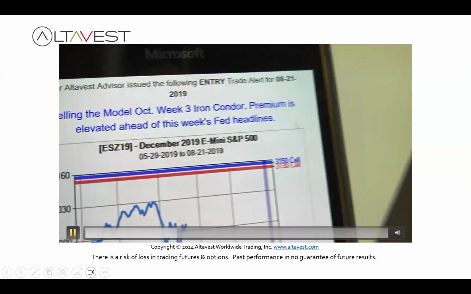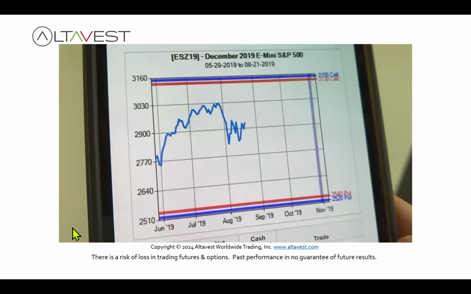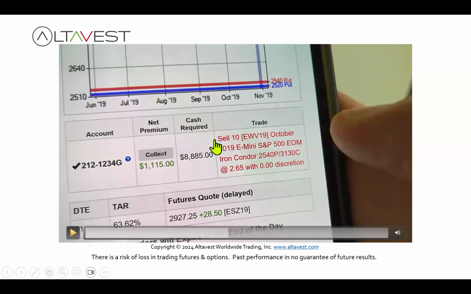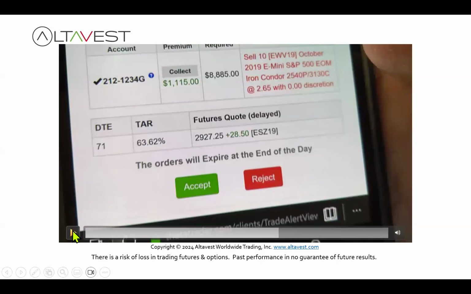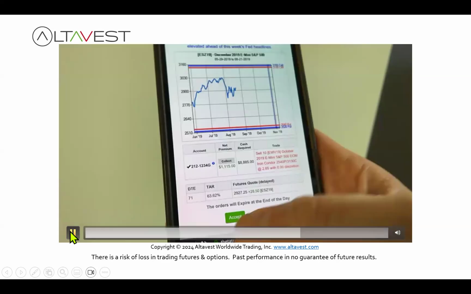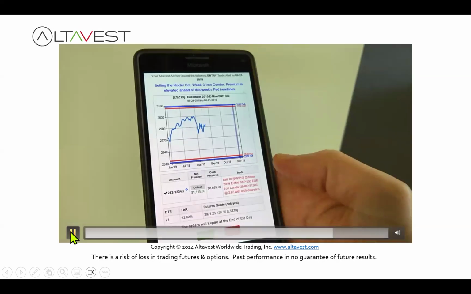There's a few additional features on the alerts like I showed you with the quantity that you can change. But you can see it's pre-selected with the quantity. Every alert that you receive is custom for you and your account. So it's pre-sized. Tells you how much premium you're collecting, what your cash required is. And this is all net, by the way. This is all net of any of your commissions, trading fees. So everything is net in Theta Trader. 71 days till expiration, your targeted annualized return. So you either touch accept or reject. And that's it. It just works that simply.